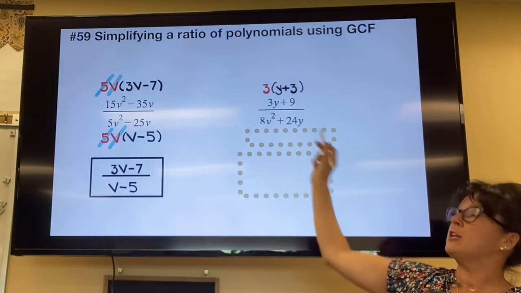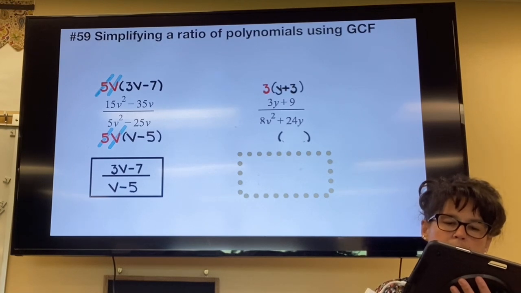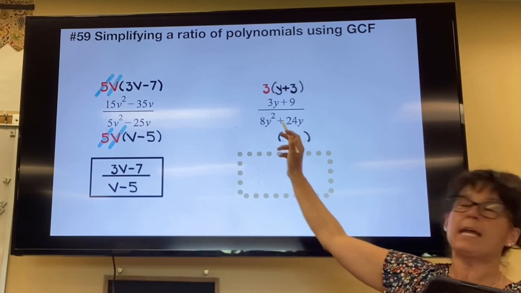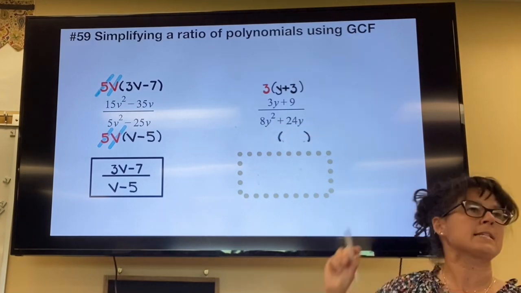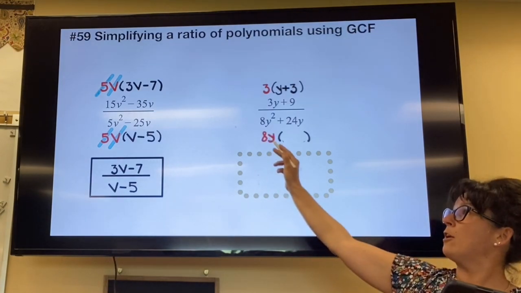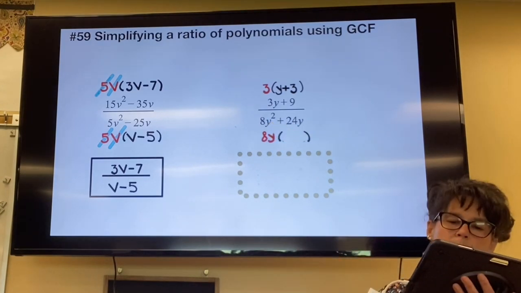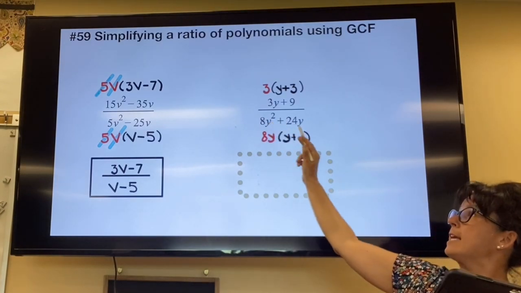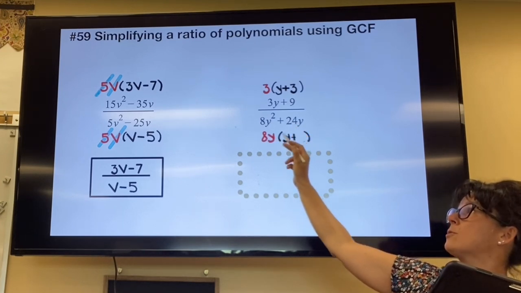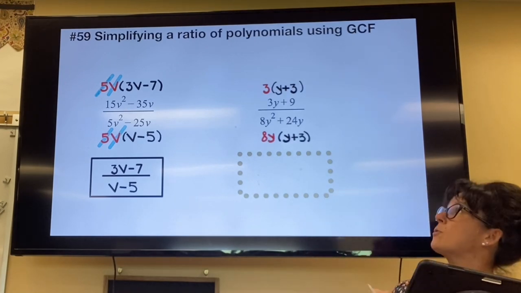For 8y squared and 24y, they both have a y, and the biggest number that fits into 8 and 24 is 8. So I'm going to take an 8 and a y out. Taking an 8 and a y out, that leaves me with y. And taking out an 8 from 24, that's 3, because 24 divided by 8 is 3. And the y is out front, so that y is gone. So all I have left is 3.